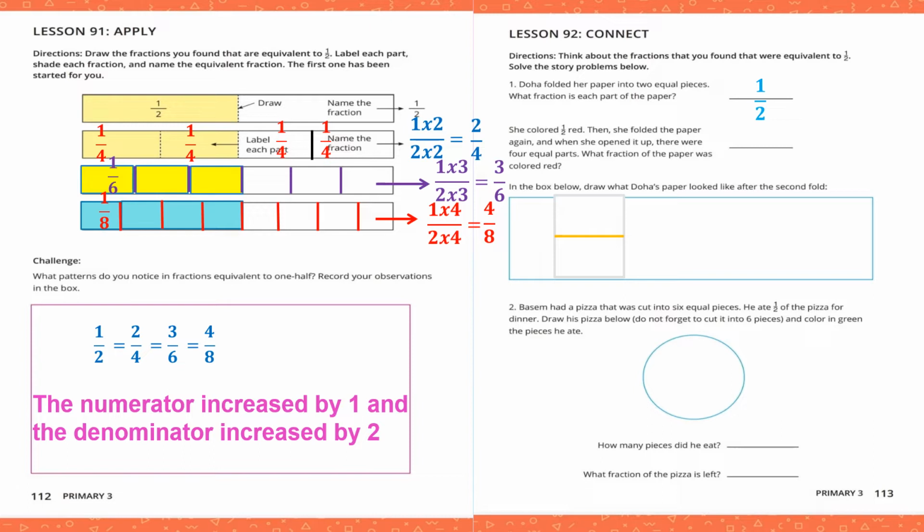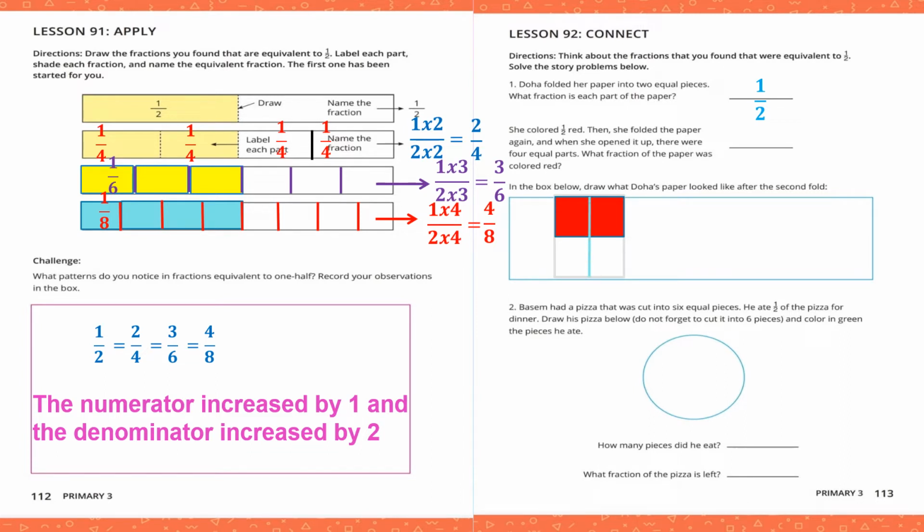So the fraction of each part is what? Here I have 2 parts. So it means each part is called 1/2, 1 over 2. She colored 1/2 red.